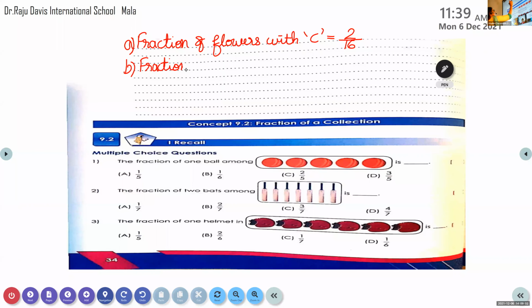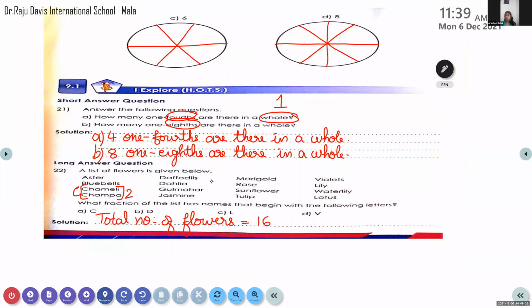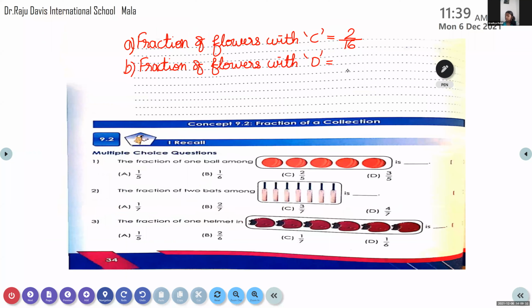Fraction of flowers with the beginning letter D. How many are there? 2. Daffodils and dahlia, 2. So the fraction will be? 2 by 16. Good.